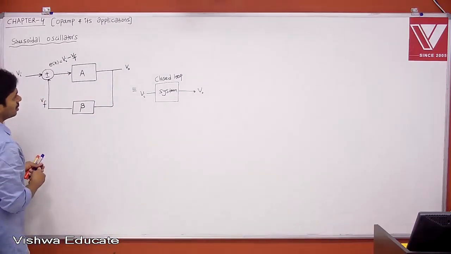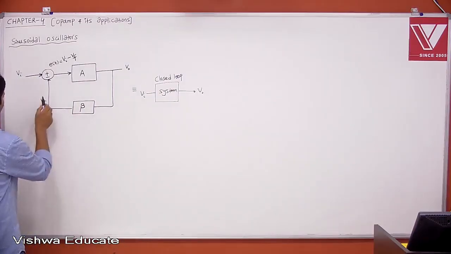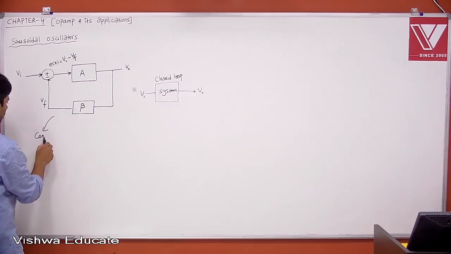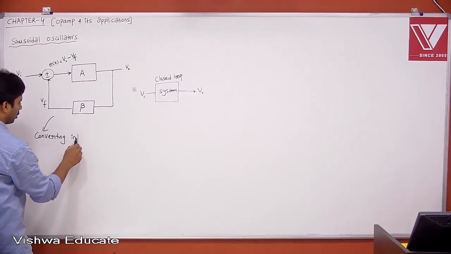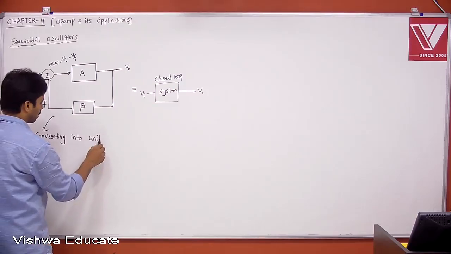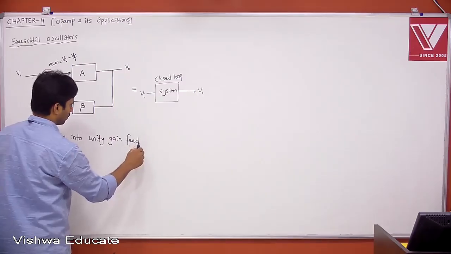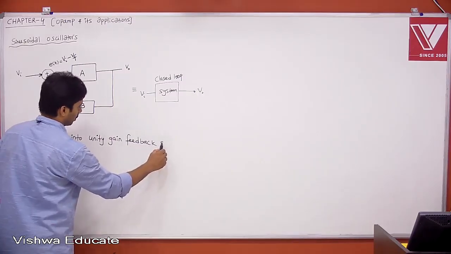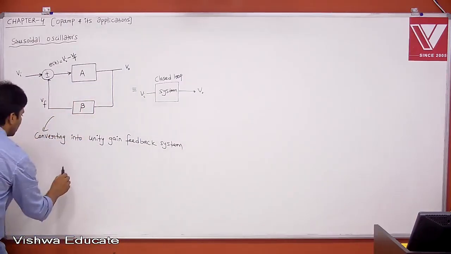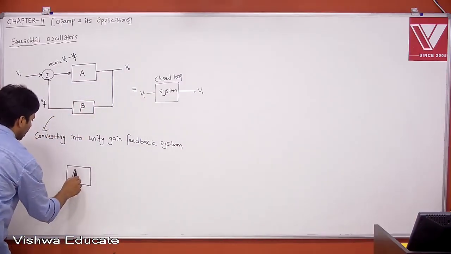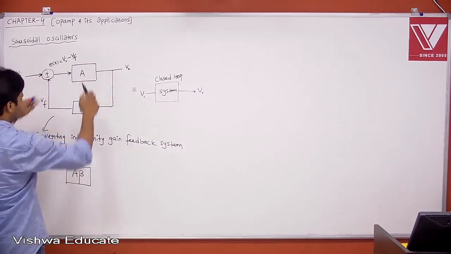Now, this is your closed loop system, right? Therefore, if I convert it into a unity gain feedback system, how can I write? Let me make this A beta. This is what people call loop gain. Therefore, I am just converting into A beta.